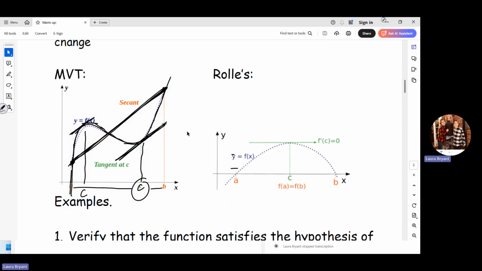Question: Is it okay if we think about it as just being parallel? Yep, parallel, same slope.